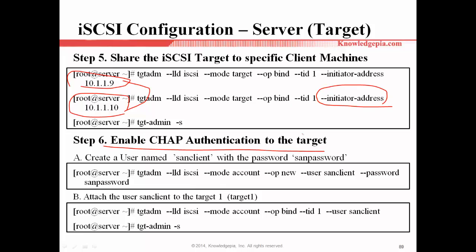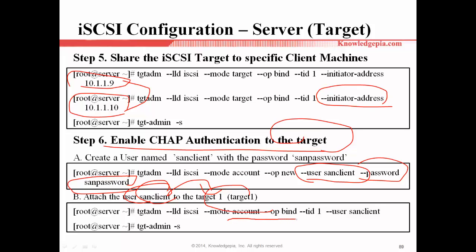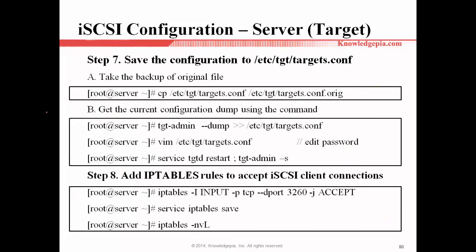Step 6, enable the CHAP authentication, so only authorized clients can access this target. In my case here, username is sendclient and password is sendpassword. And after that, attach the user sendclient to target 1. So target 1 will only check this username. So here, account, operation bind, the target ID, and here user, I will use sendclient. Then after that, using this command, you can check your configuration.